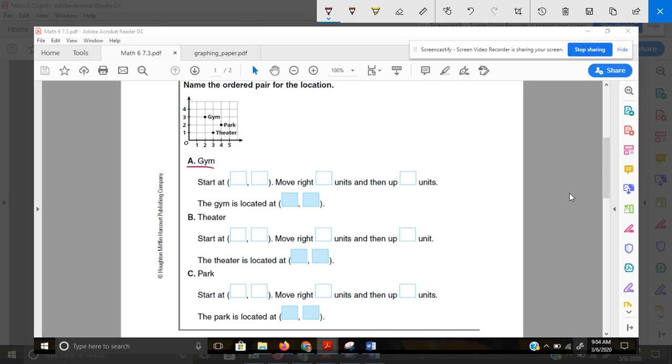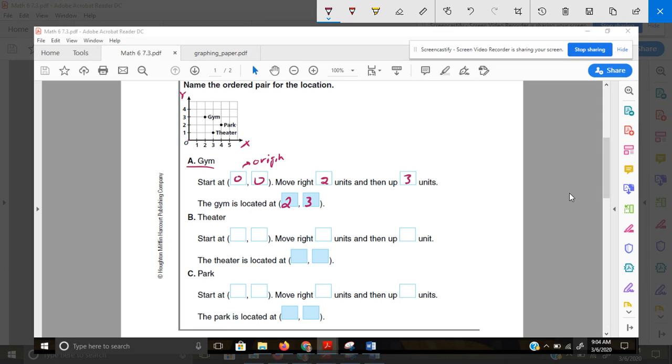Well, you always start at 0, 0. So that's this point right here. This has a special name called the origin. We need to start here and get to the gym. We would move right 1, 2 units, and then up 1, 2, 3 units. So the gym is located at 2, 3. First I did my x, so first I went right, and then I went up on the y-axis.